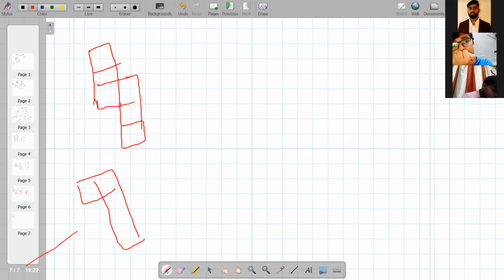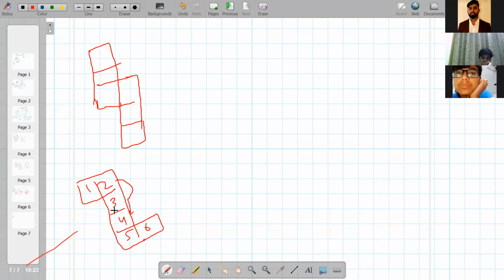So I don't think it should be difficult for you, right? 1, 2, 3, 4, 5, 6. Similarly, you can fashion out 1 and 3. 1 and 4 are opposite, 3 and 5 are opposite, 1 and 6 are opposite. Clear hai na?